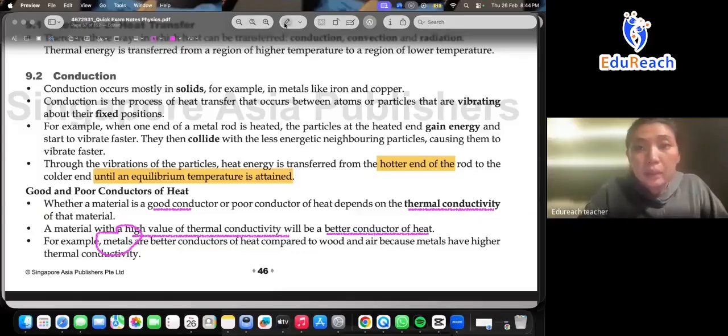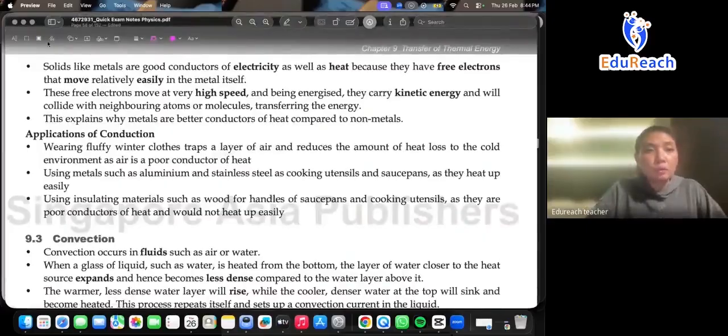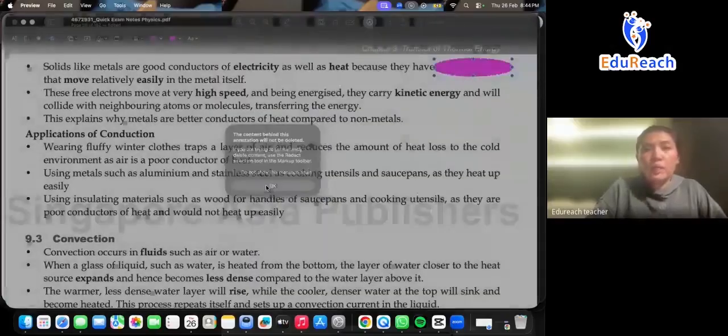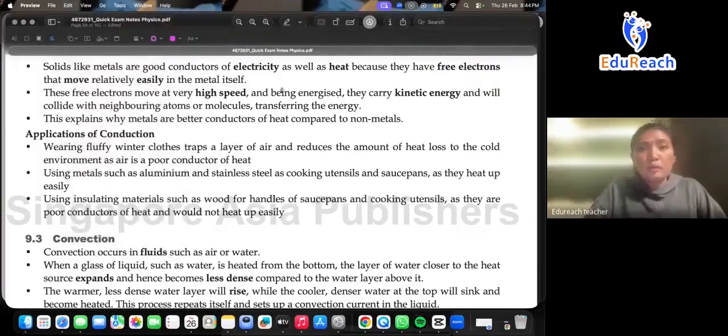Okay, then solids like metals are good conductors of electricity as well as heat, because they also have free electrons that move relatively easily in the metal itself.